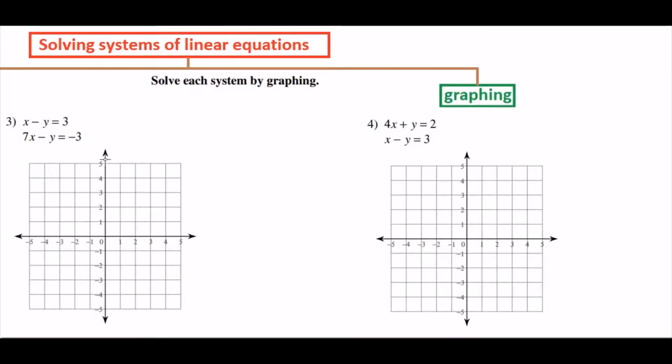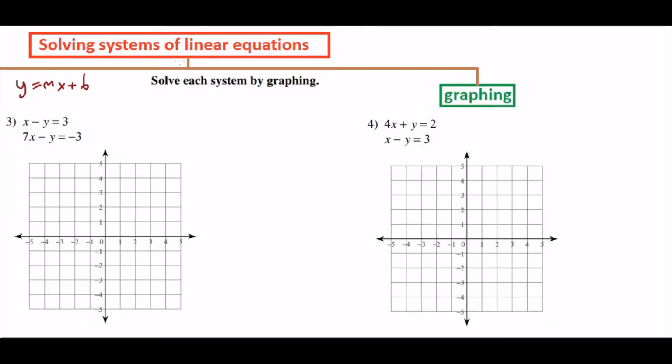Let's look at problem number 3 and 4 by graphing. On number 3, we have x minus y equals 3 and 7x minus y equals -3. First, we're going to put them in slope-intercept form, which is y equals mx plus b, and then we're going to graph manually. If you have a graphing utility, you can directly graph using the original problem.